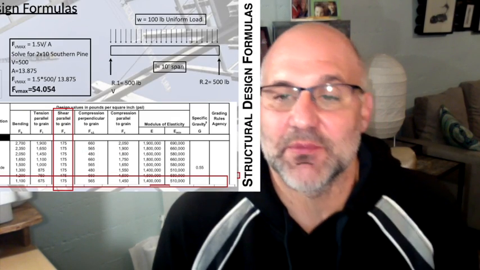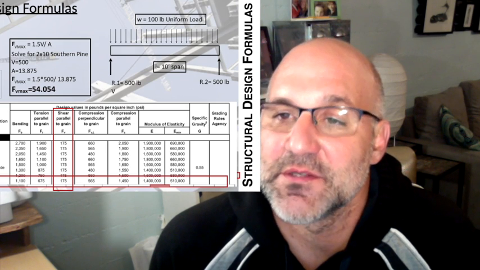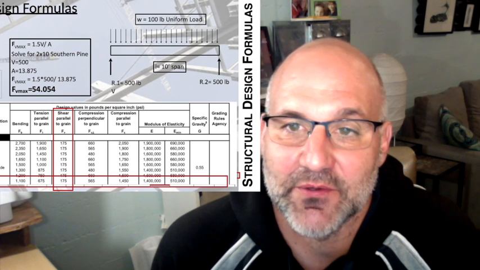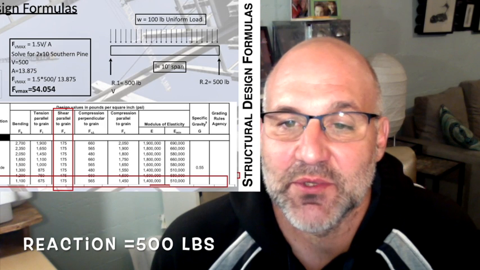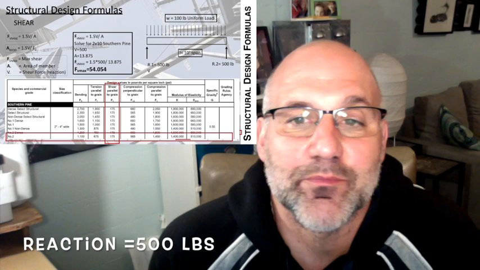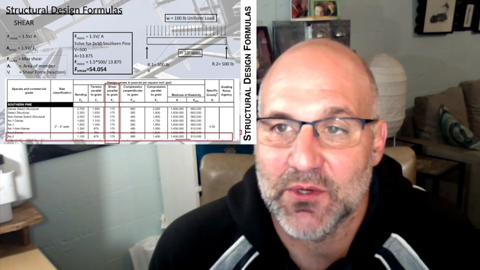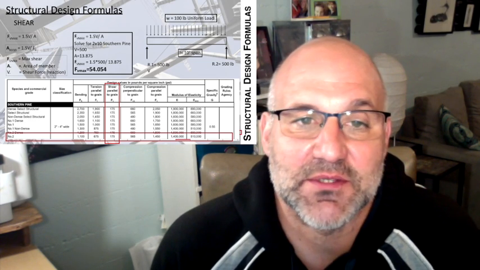So in this example here, we have our 10-foot span with 100 pounds uniform load that we've done from the other two examples, and we have a reaction of 500 pounds on both sides. So that reaction is V. And if it was not equal, we would pick which one is the worst case scenario and solve for that, because that's going to be the worst example.